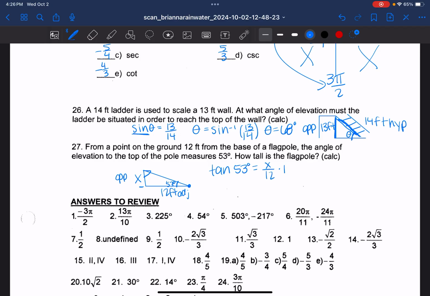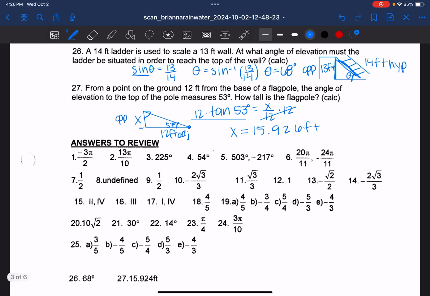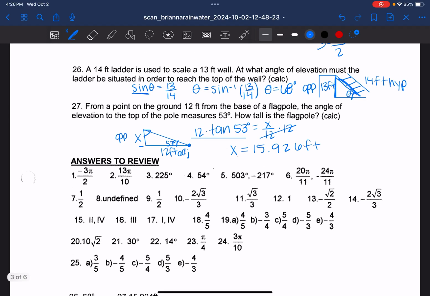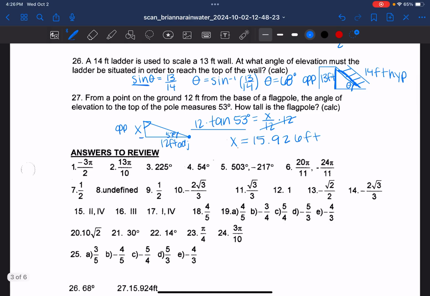And then I'm going to solve for x by multiplying both sides by 12. And I just type this in my calculator. I'll have 12 times tangent of 53 degrees, again making sure my calculator is in degree mode. And I'm going to get that x is 15.926 feet. Oh, 15.925, I apologize.